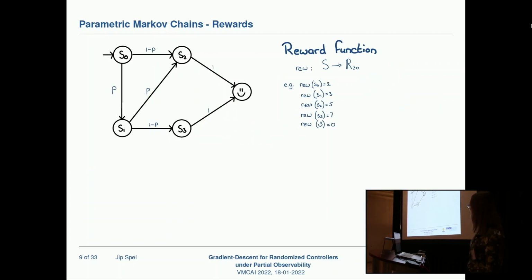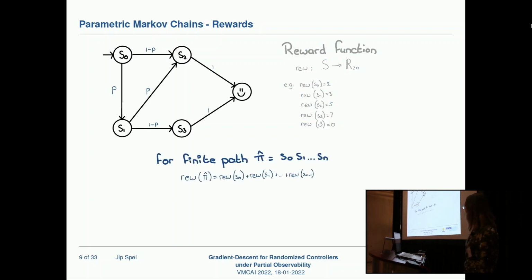Next, we can also have rewards. Here we see an example of a reward function, and a reward function simply says, okay, when leaving this state, you get the following reward. For instance, in this case, at state S0, you will get a reward of 2. Then we can define rewards for paths, where the reward for a path is just the sum of the rewards of the states we visited. For instance, when we have a path S0, S2, happy smiley, then the reward will be the reward from S0 plus the reward from S2, because those were the states we left, so to say.